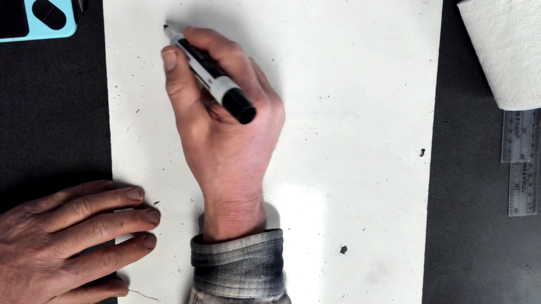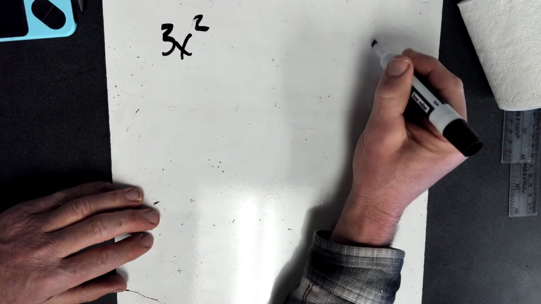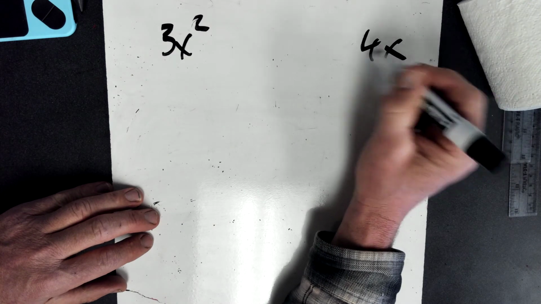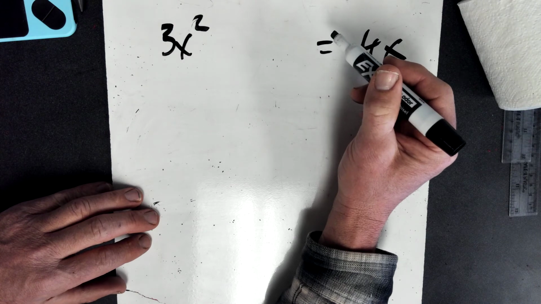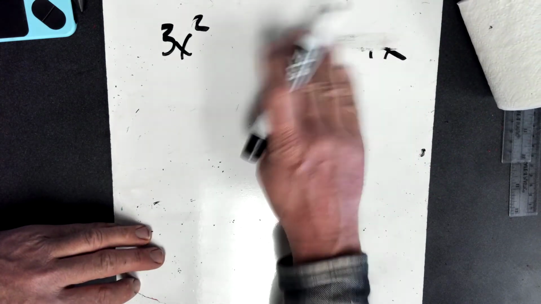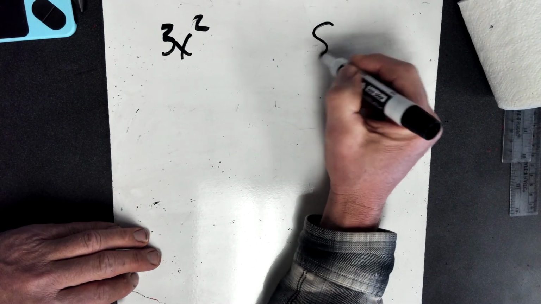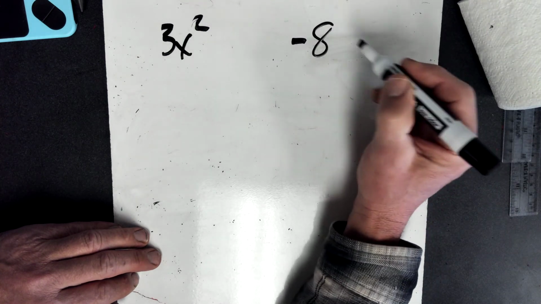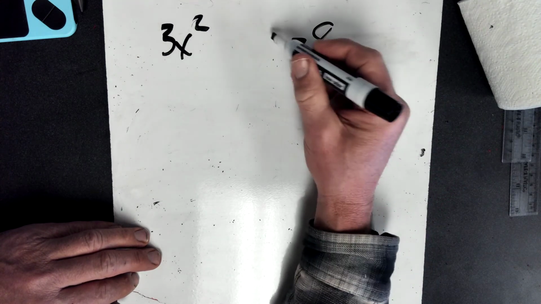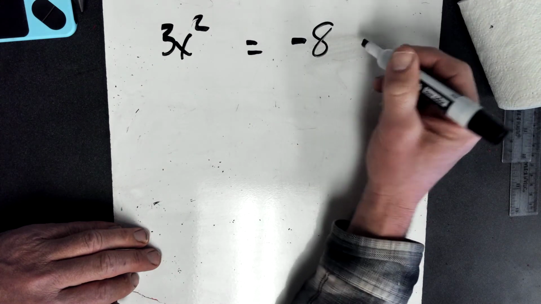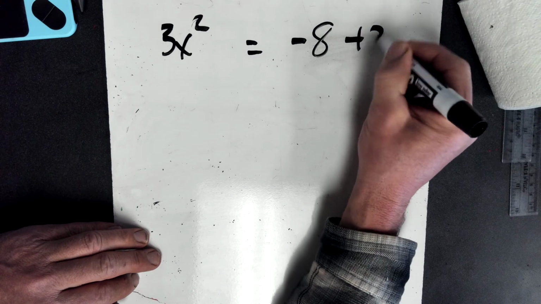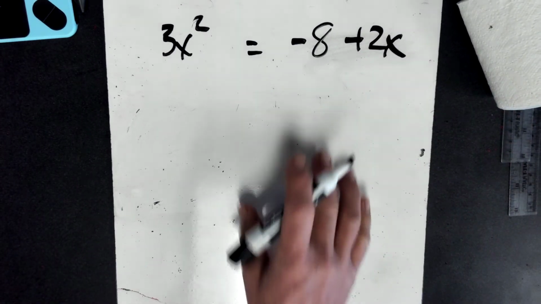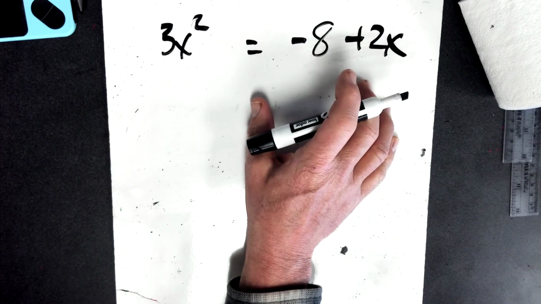Let's kind of have some stuff all over the place. Let's see, let's do 8 and negative. All right. So now this one's not set equal to 0.